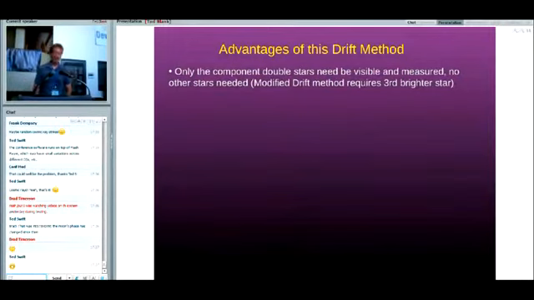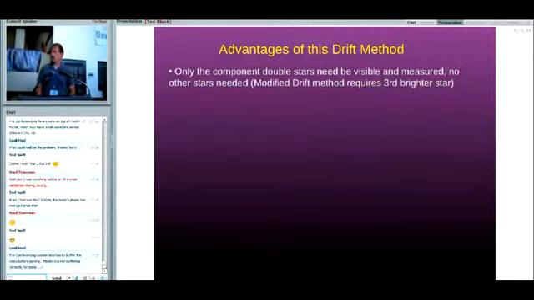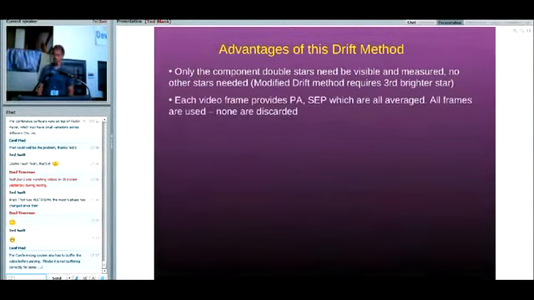So it takes a few minutes longer to reduce this particular double star system than the regular straight drift. You're looking at maybe 7 or 10 minutes versus 5 minutes. So what? Now, the advantages of the drift method. Number one, only the component double stars need be seen and measured. We don't need to see any other stars. We don't need any reference stars. We don't need any calibration stars. Now, the modified drift method, of course, requires a third star. Next slide, please.